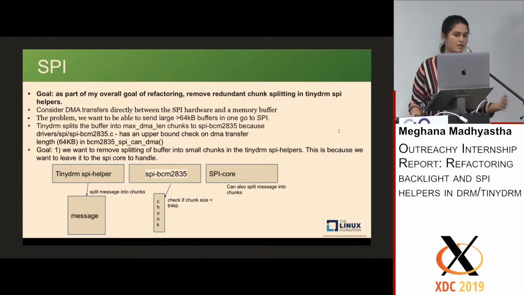So the thing which I wanted to do was to remove redundant chunk splitting in the tinydrm SPI helpers. So what is this exactly? Consider DMA transfers directly between the SPI hardware and a memory buffer. Say we want to be able to send large, greater than 64 kilobyte buffers in one go to SPI. But the helpers present in tinydrm split the buffer into chunks of less than 64 kilobytes, because in one of the tinydrm drivers there is an upper bound check on the DMA transfer length.